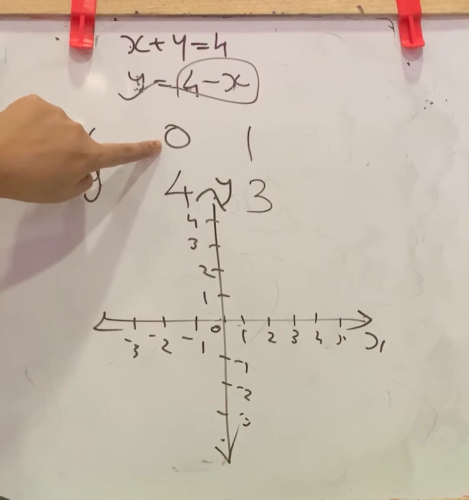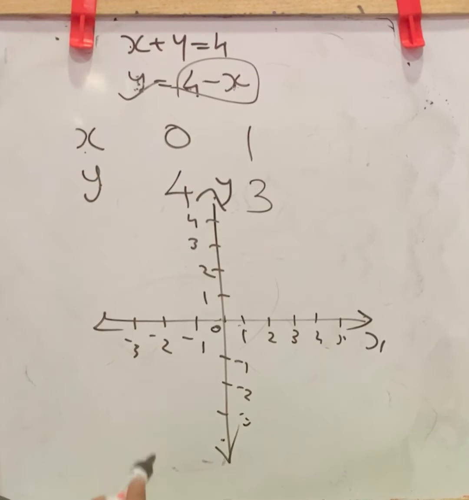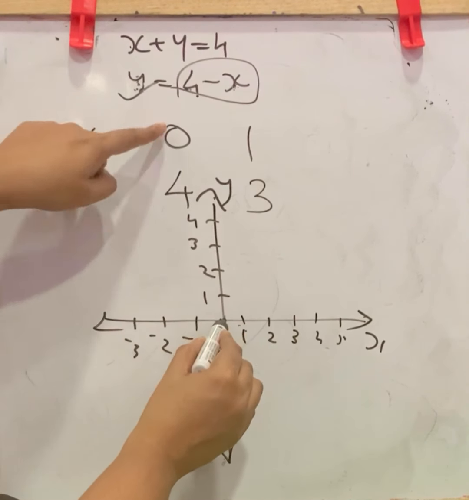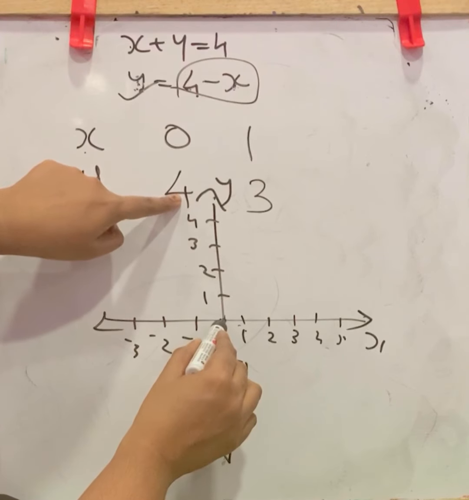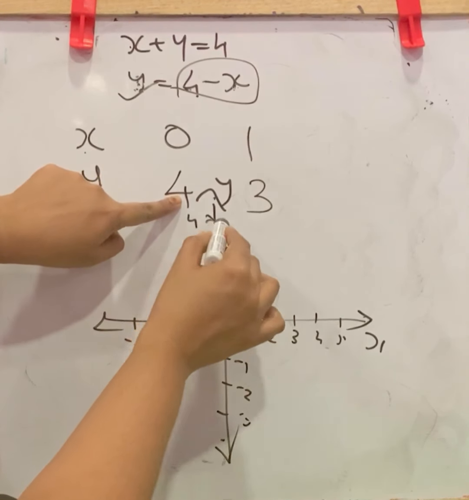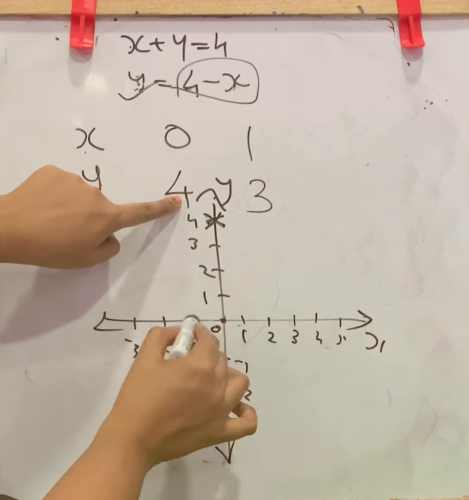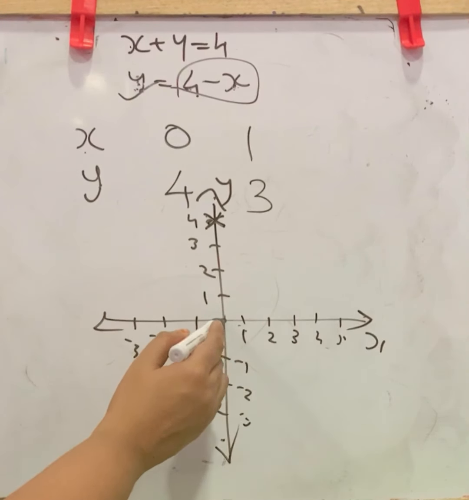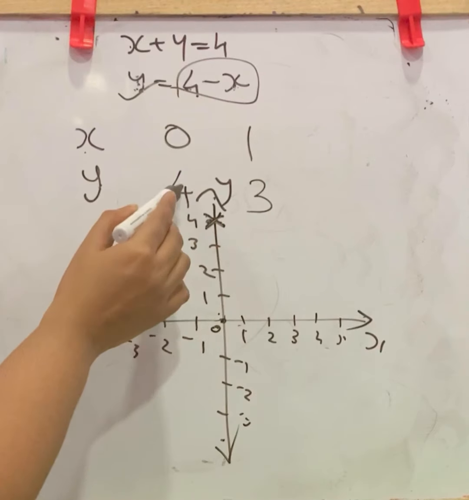Now x is 0. X is 0 means this is x-axis. On that it is 0. And corresponding y is 4. So where will be it? Only we have y value. X is 0. So we don't have length to this side and this side because it is 0. We have only the height y.